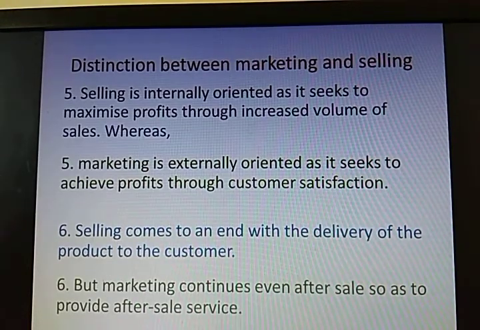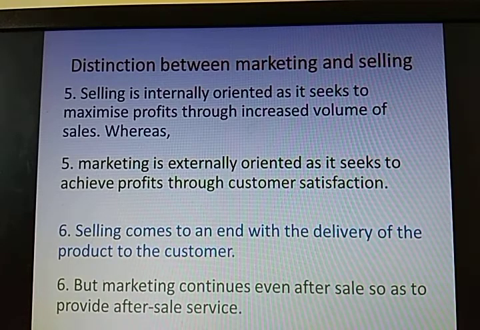Selling is internally oriented as it seeks to maximize the profits. See, it talks about what kind of processes you will go ahead with, how you will increase your profits, how you will reduce your costs for production. So selling is internally oriented as it seeks to maximize the profits through the increased volume of sales.